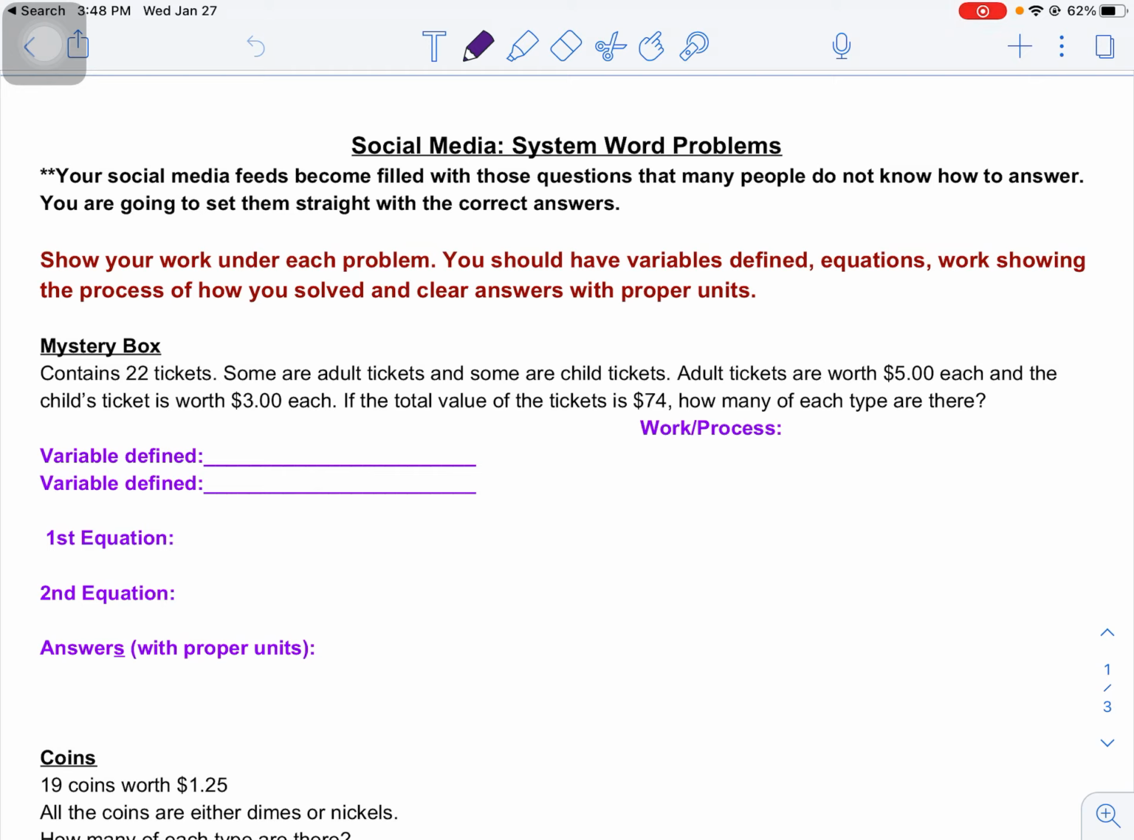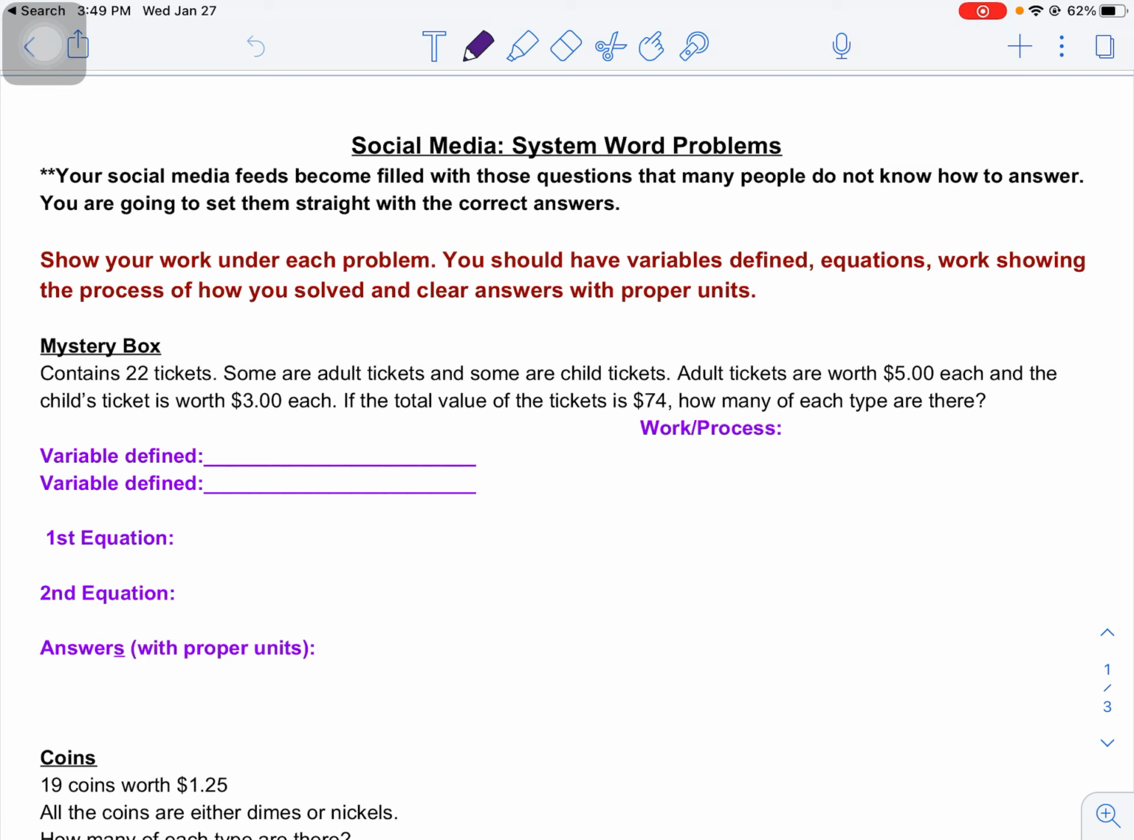So under each of your problems, you're going to show your work. There's a place for you to show your work. You're going to show what variables you're going to use and what you're using them for, the equations that you're going to use, and then your answers with clear units, like what they represent. So we're going to do the first couple together, but we're going to talk a little bit more about how to find variables.